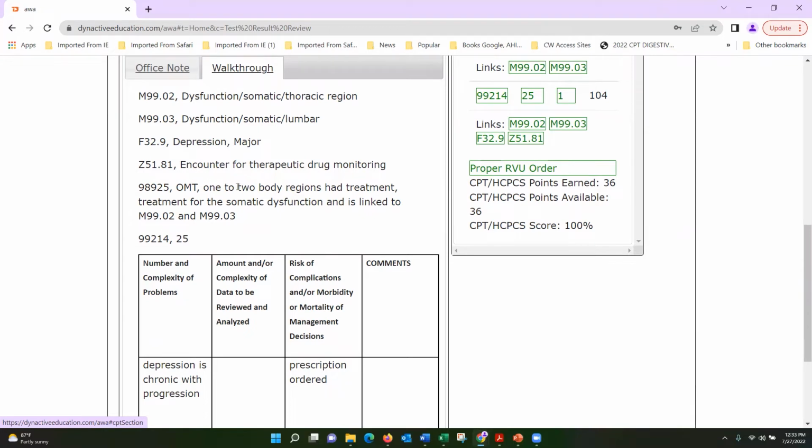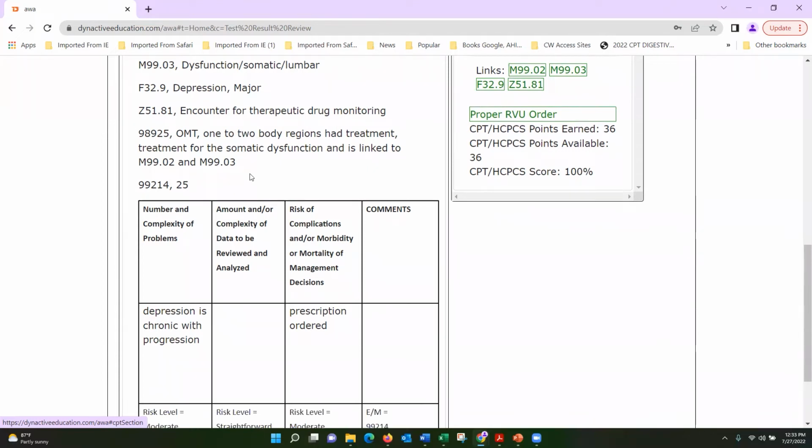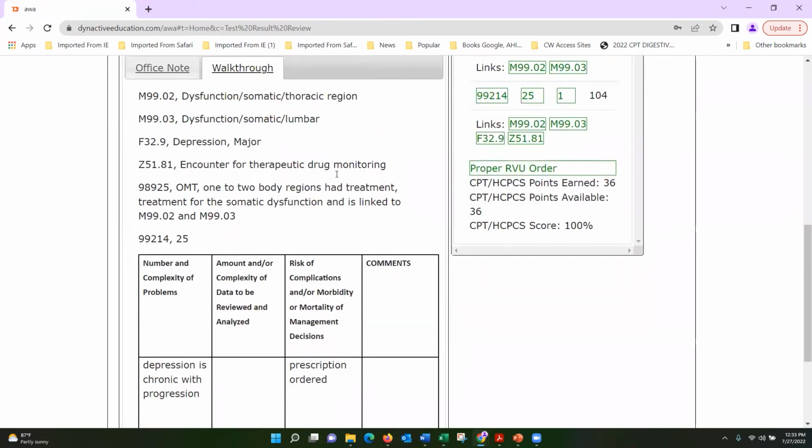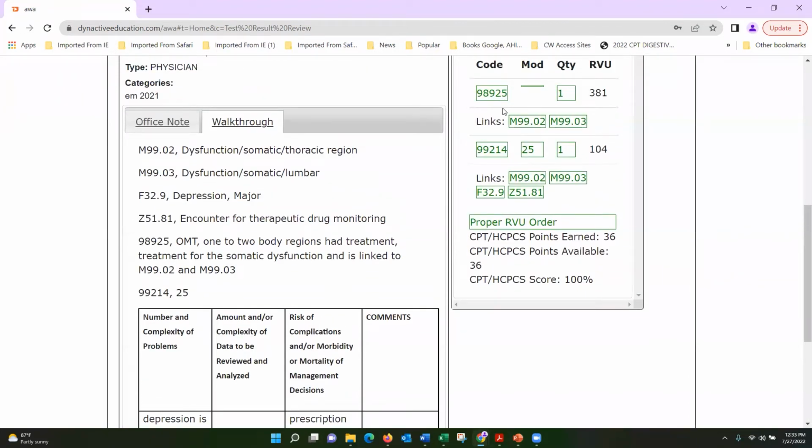All right, next we want to look at the CPT coding here. The OMT, that's your osteopathic manipulative therapy. That was done on 1 to 2 body regions. Okay, so it was treatment for the somatic dysfunction, which is in both the lumbar and thoracic. So you're only going to link that 98925 to these two codes. It's not going to be linked to depression or your drug monitoring for your depression.